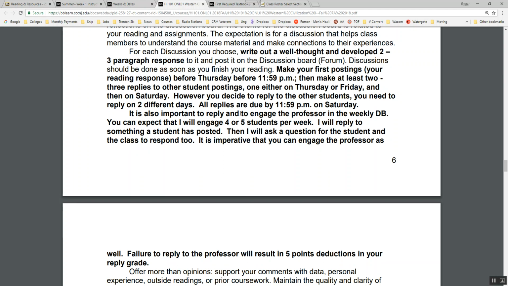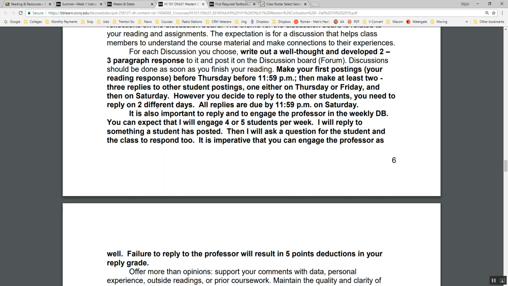So again, let's just go over this. First, you need to post by 11:59 p.m. on Thursday night. Then you need to reply to 3 people, 2 students and me, which is 3 people. And you need to make those replies on 2 separate days. So I would suggest that you post on Thursday, then reply to someone, then come back and read what I have said, because I might engage what you have said, or I might engage somebody else. Then you can reply to someone else and also reply to me. So that would be 3 total.